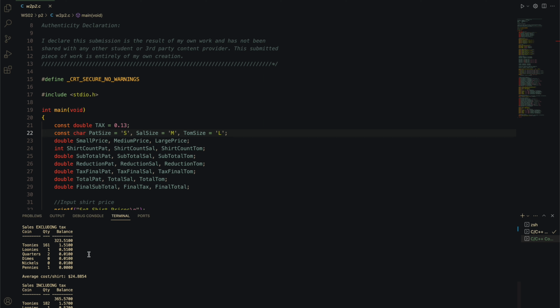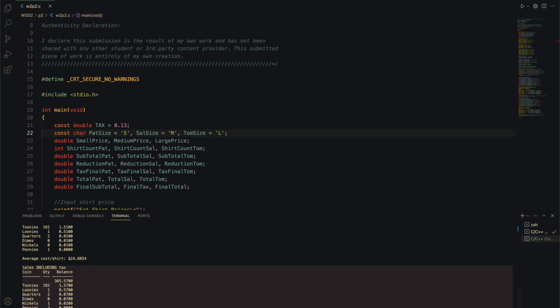In this table, we are breaking down the total into coins. So what I mean by that is, as an example, this is the total before or excluding the tax, right? $323.51. So if we were to break that down from toonies to pennies, we would need 161 toonies, $1, 2 quarters, and 1 penny. And then right here, it is calculating the average cost of a shirt before the tax. Now that's the same thing that's illustrated right here, just with the tax.